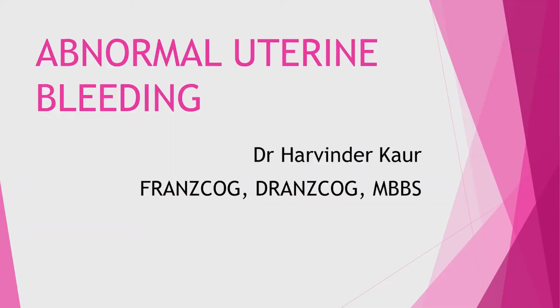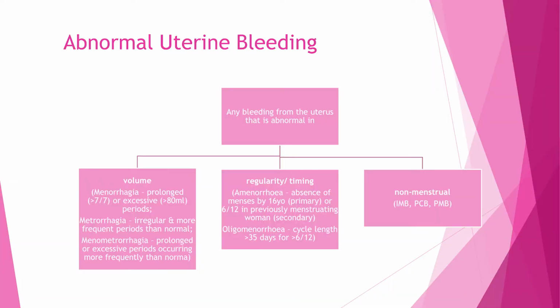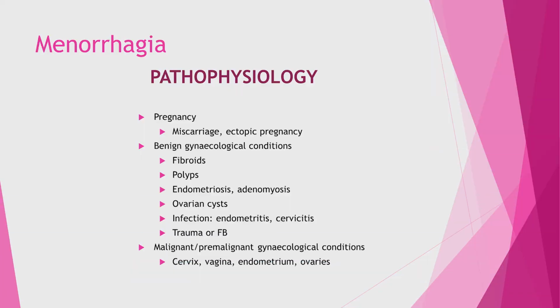I'm going to talk to you today about abnormal uterine bleeding. Abnormal uterine bleeding is defined as any bleeding from the uterus that is abnormal in volume, regularity or timing, or is completely non-menstrual in nature. So this covers intermenstrual bleeding, postcoital bleeding, and postmenopausal bleeding. For today's talk, I'll be focusing on menorrhagia.